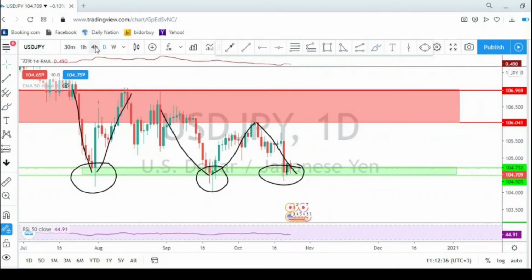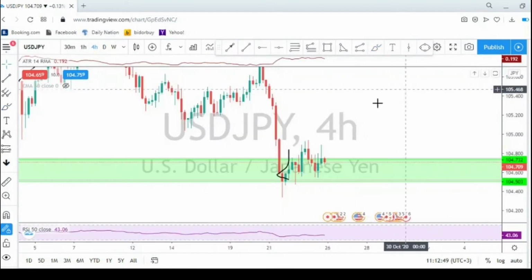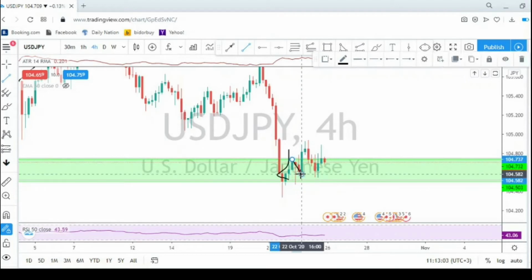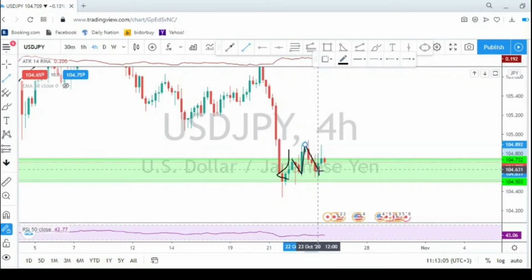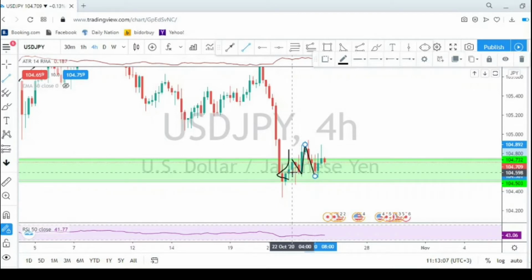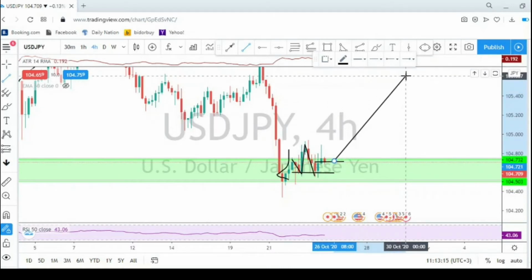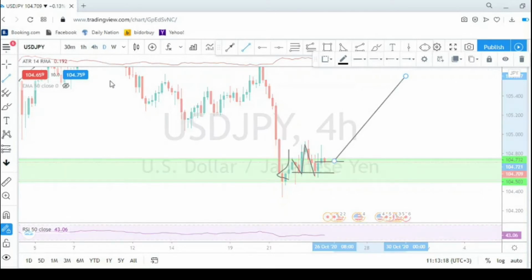When we go to a lower time frame here, what do we find? We find this has made a double bottom. There was this first bottom, made a push up and a double bottom, and with this double bottom we have this bullish candle. So this is an indication that this market is likely to push to the upside as it has done in the past.